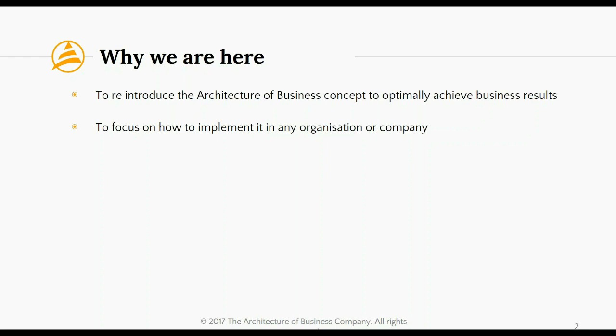Second, we will spend some time today focusing on how to implement the architecture of business approach in any organization. While many would naturally assume that the architecture of business is relevant only for a commercial or for-profit entity, it is not the case. In reality, it can be applied to any organization where a defined result needs to be achieved in the most effective and efficient way, be it a government department or a non-profit. The architecture of business is about achieving the result in the most effective way.